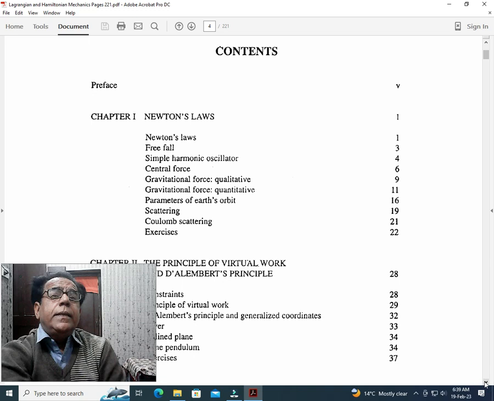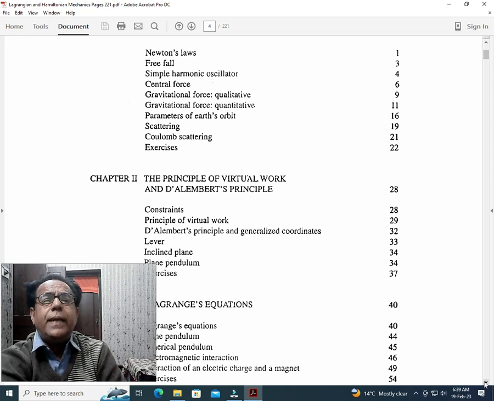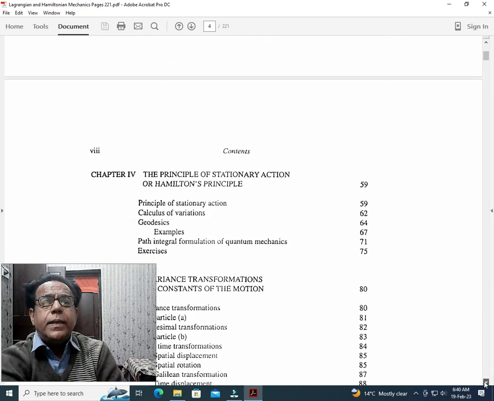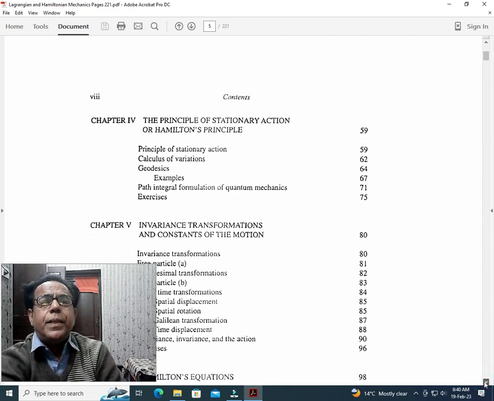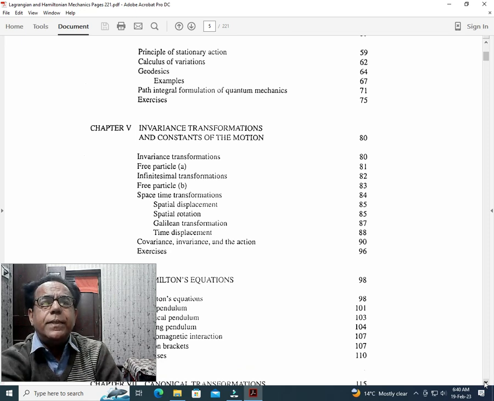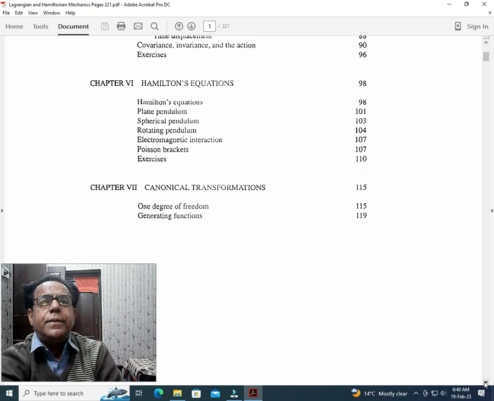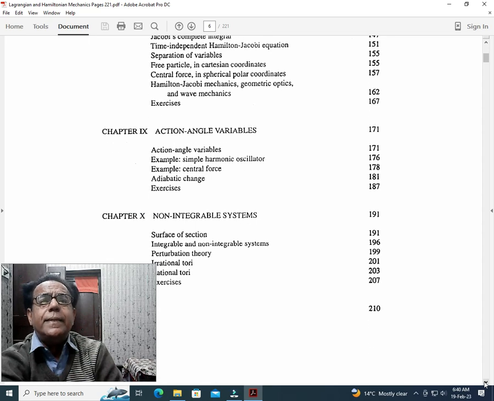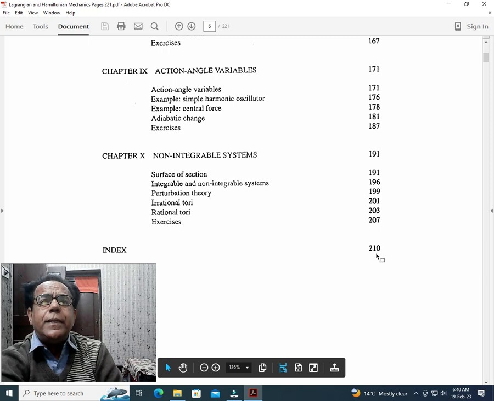Chapter number 1 is Newton's laws. Chapter number 2 is the principle of virtual work and D'Alembert's principle. Chapter number 3 is Lagrange's equations. Chapter number 4 is the principle of stationary action or Hamilton's principle. Chapter number 5 is invariance transformations and constants of the motion. Chapter number 6 is Hamilton's equations. Chapter number 7 is canonical transformations. Chapter number 8 is Hamilton-Jacobi theory. Chapter number 9 is action angle variables. Chapter number 10 is non-integrable systems, and the index is given at page number 210.